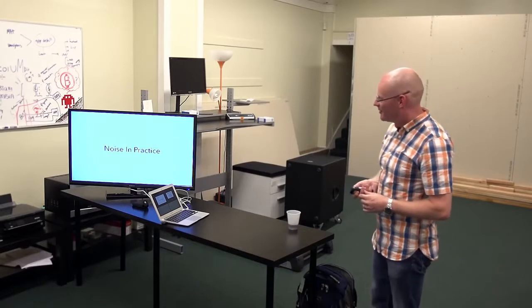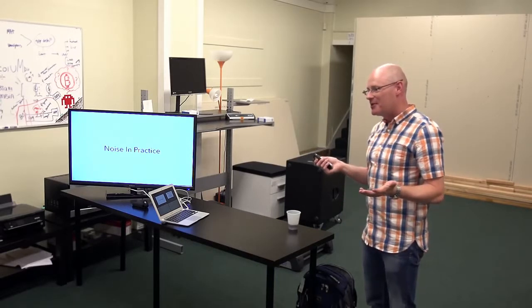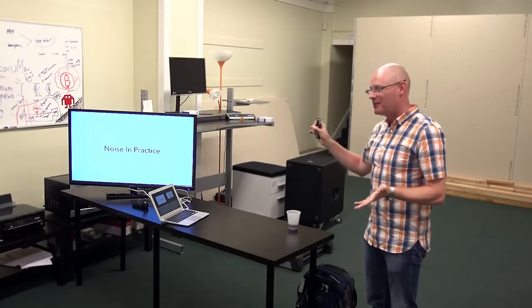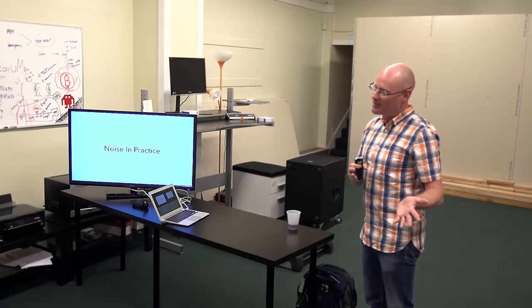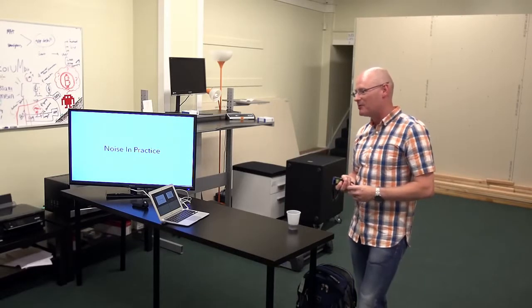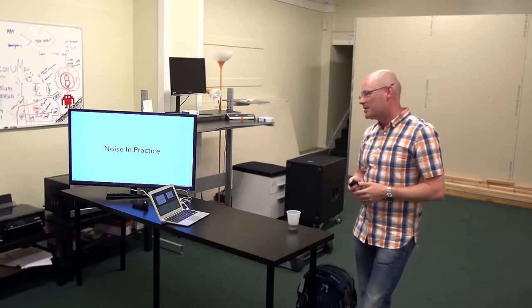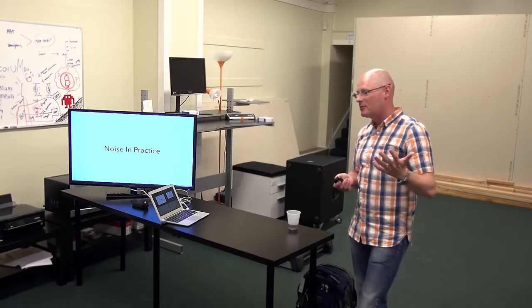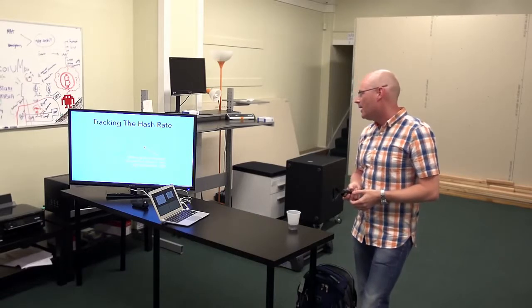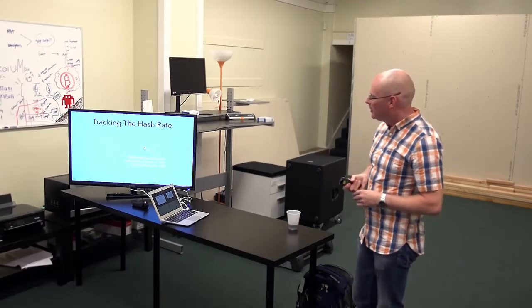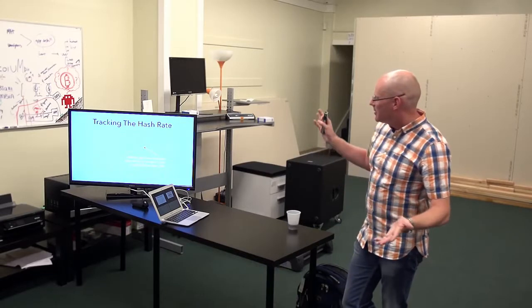So, noise in practice. I was quite shocked by my models when I first simulated them, so I wanted to see how that worked in practice. Now, of course, we only have one relatively small amount of data to work with: the current blockchain. I could try the same thing on some other altcoin blockchains, but I haven't had time to do that. I wanted to see what would happen if I applied that to the last 12 months' worth of Bitcoin blockchain statistics.